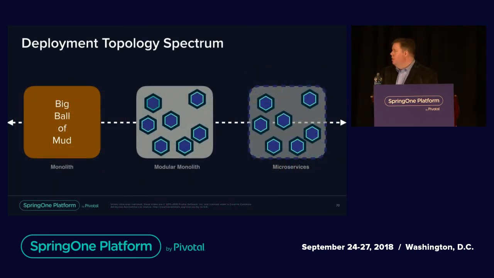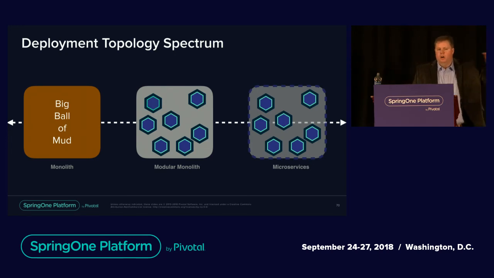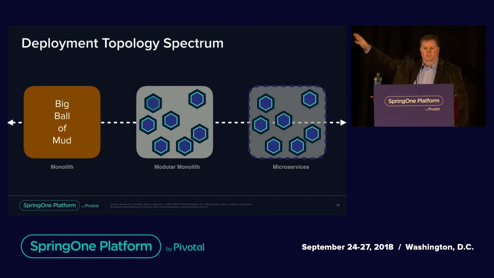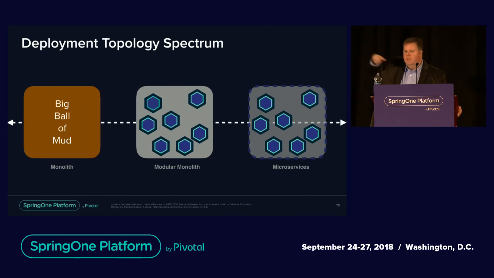And so then we come to the spectrum. Almost everything that we do as architects is going to be on a spectrum, and we've got to get out of this notion of dichotomies. The dichotomy right now is big ball of mud monolith evil, microservices good, right? Nothing useful in between whatsoever. Wrong.